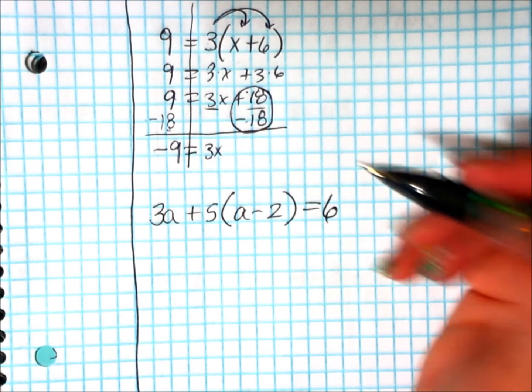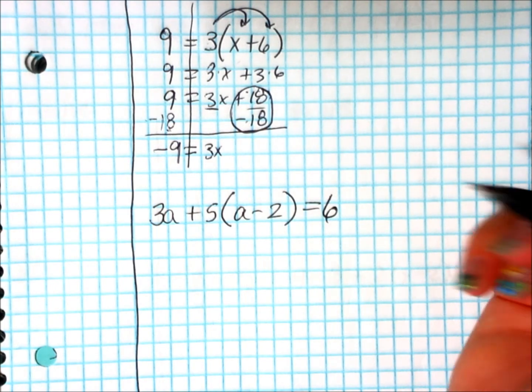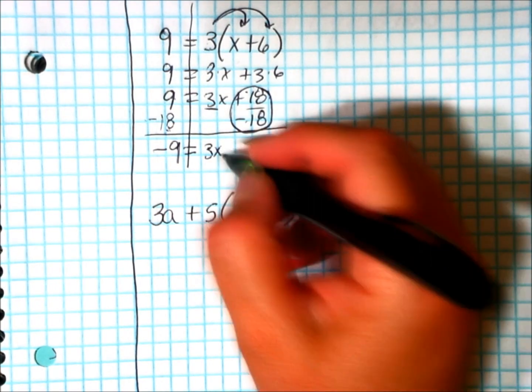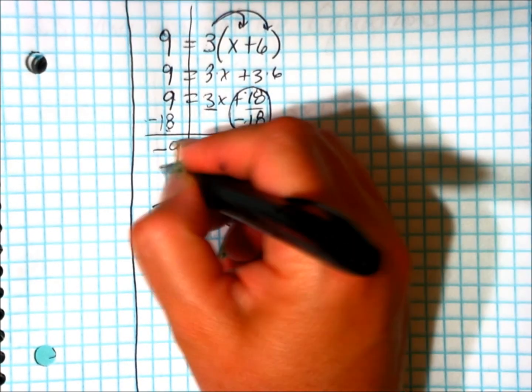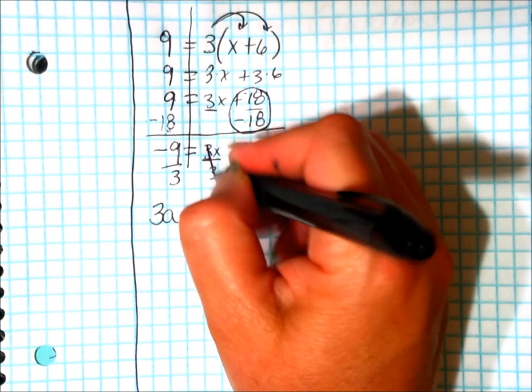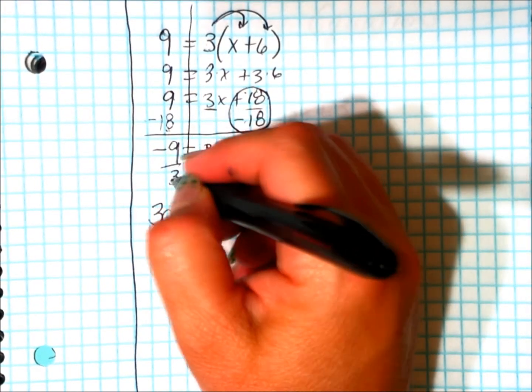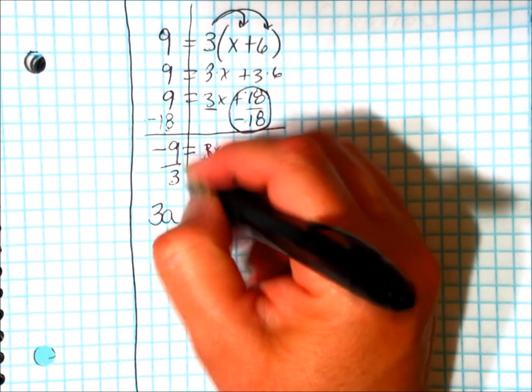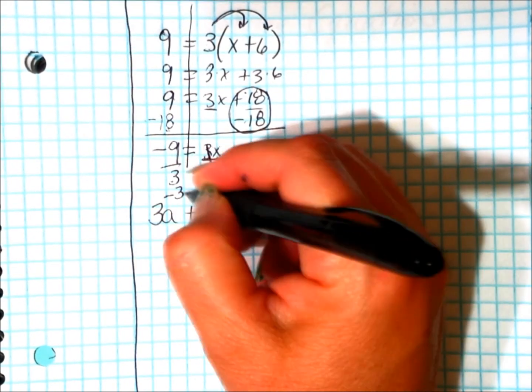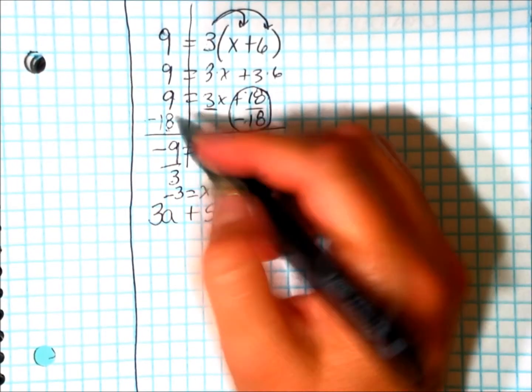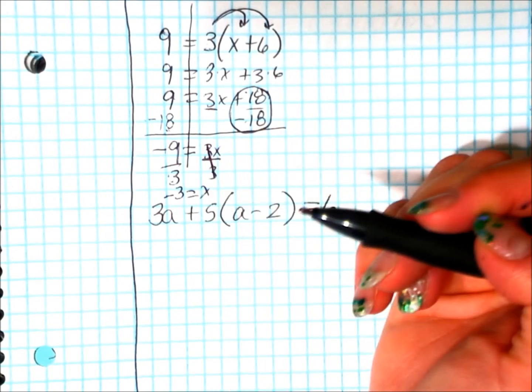Opposite operations, it's 3 times x, so the opposite of 3 times would be dividing by 3. 3 divided by 3 is 1, and negative 9 divided by 3 is negative 3. So on this side, I get negative 3 equals x. So again, negative divided by a positive would be a negative.